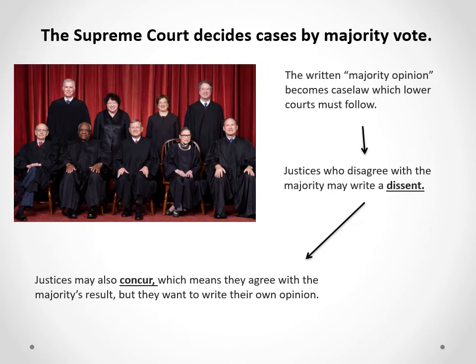Justices may also do something called concur. This means that they agree with the majority's result, but they want to write their own opinion. Okay, again, you have a lot of very strong legal personalities. They may agree with the majority, but they have something else that they want to say, so they'll write a concurrence. So as you can imagine, between the majority opinion, the dissent, perhaps multiple dissents and multiple concurrences, these Supreme Court opinions can get quite lengthy. And you can go on the Supreme Court website, and if you browse through it, you can see recent Supreme Court opinions and take a look just at how lengthy they can be.